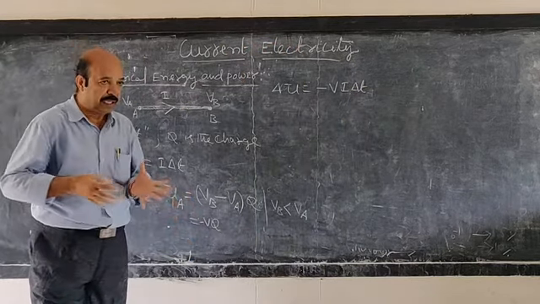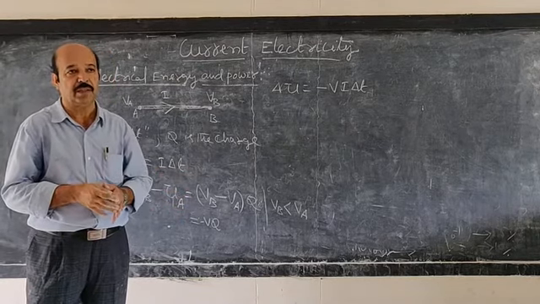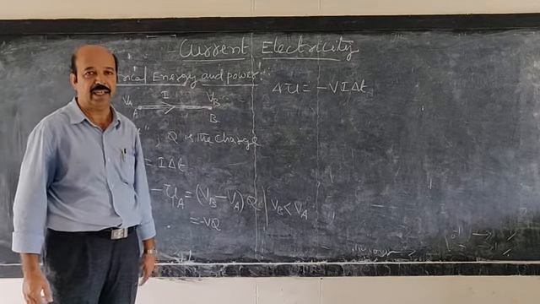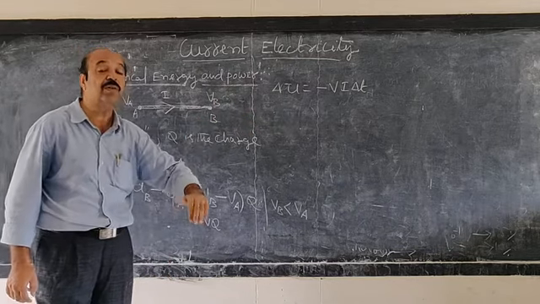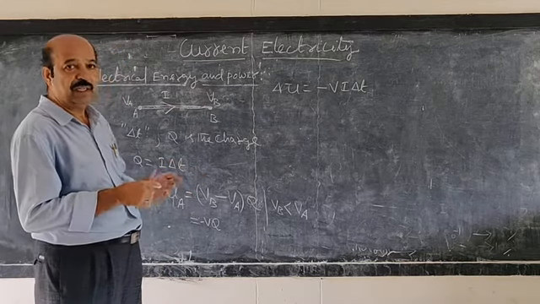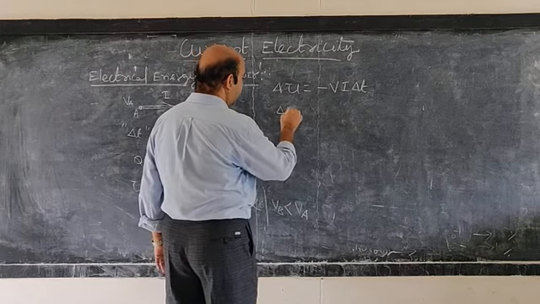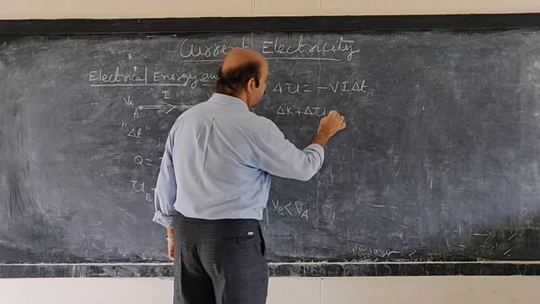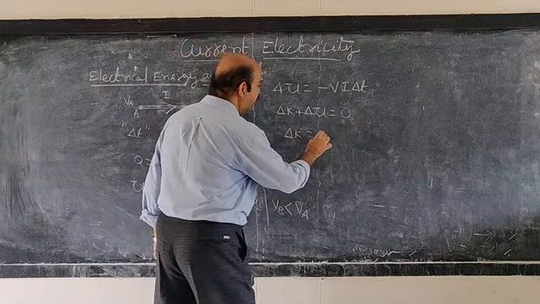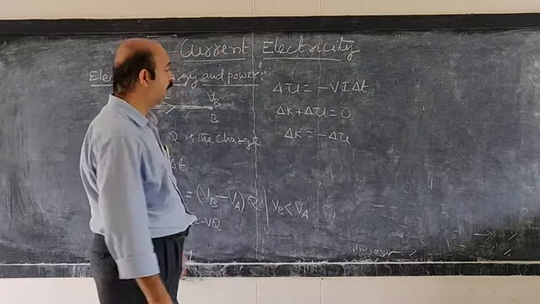Suppose in the conductor the charge carriers are moving without any collision. The decrease in potential energy must be equal to the increase in kinetic energy. So this is in accordance with the law of conservation of energy. Because change in kinetic energy plus change in potential energy must be 0. Therefore your delta K must be equal to minus delta U. That is according to the law of conservation of energy.